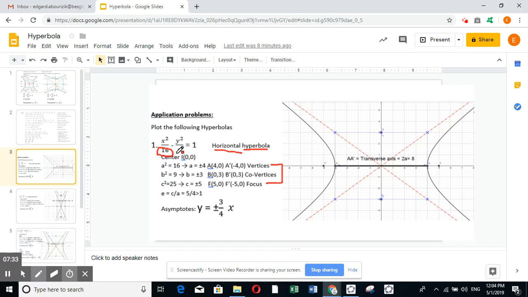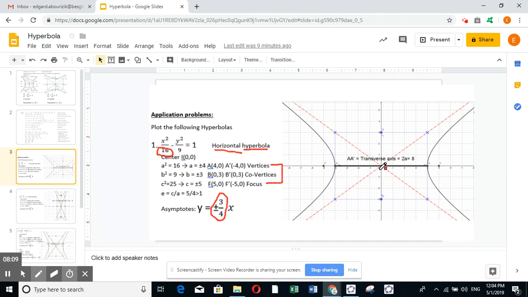The focus: the sum is 25, c squared equals 25, so c will be plus or minus 5, (5, 0) and (-5, 0). The co-vertex: b squared is 9, b equals plus or minus 3. It will be on the y-axis, so (0, 3) and (0, -3). The eccentricity is bigger than 1; in the ellipse it was less than 1. It is c over a, so 5 over 4, bigger than 1. And the asymptote is always y equals plus or minus a coefficient times x, where the coefficient is plus or minus the square root of the number under y over the number under x. Square root of 9 over 16 is 3 over 4.